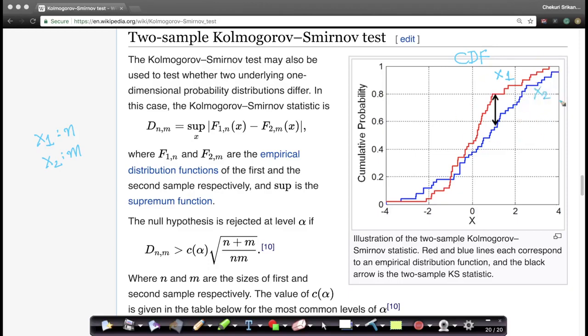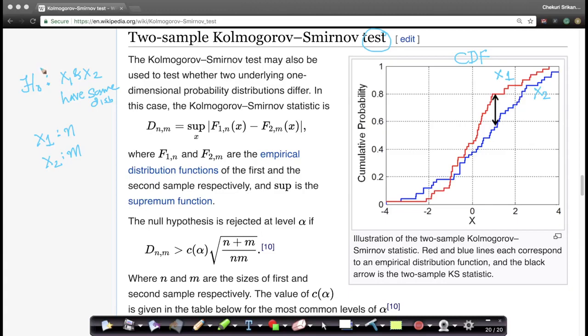Now, given these two, we'll use all the theory that we learned about hypothesis testing. My H0, or my null hypothesis in this test, see, this is a statistical test as the name suggests. My null hypothesis in a KS test is that x1 and x2 have the same distribution, or come from the same distribution. The alternative hypothesis is that they don't come from the same distribution. So we defined what a null hypothesis is.